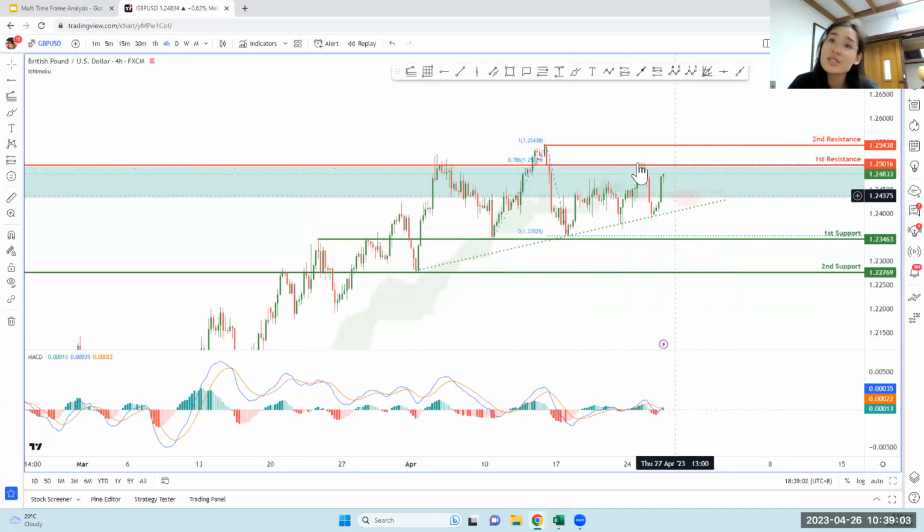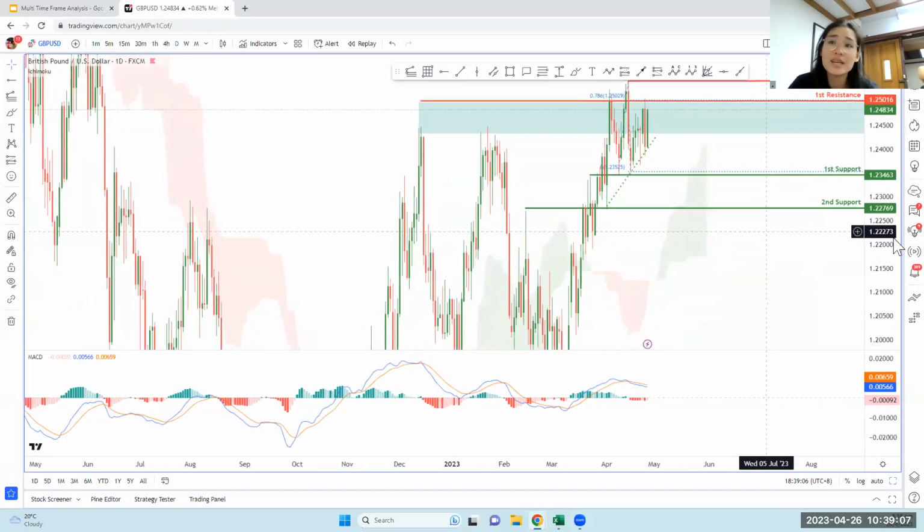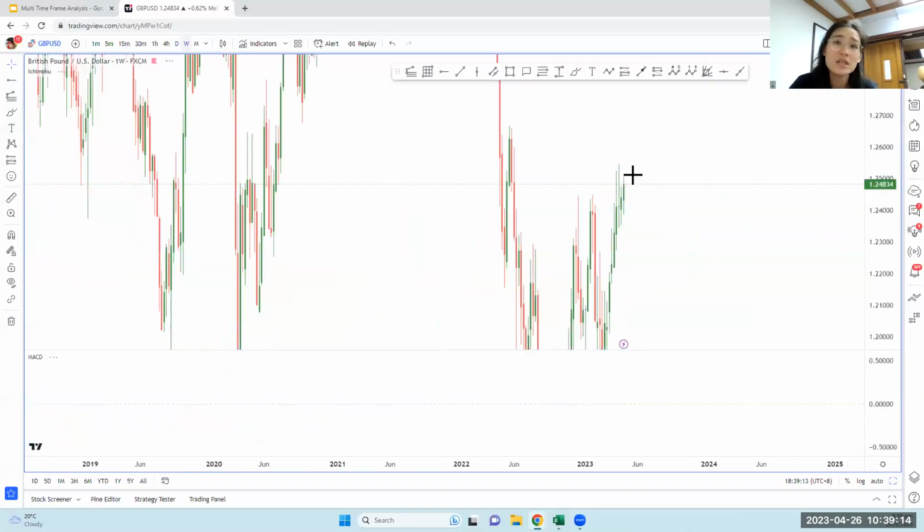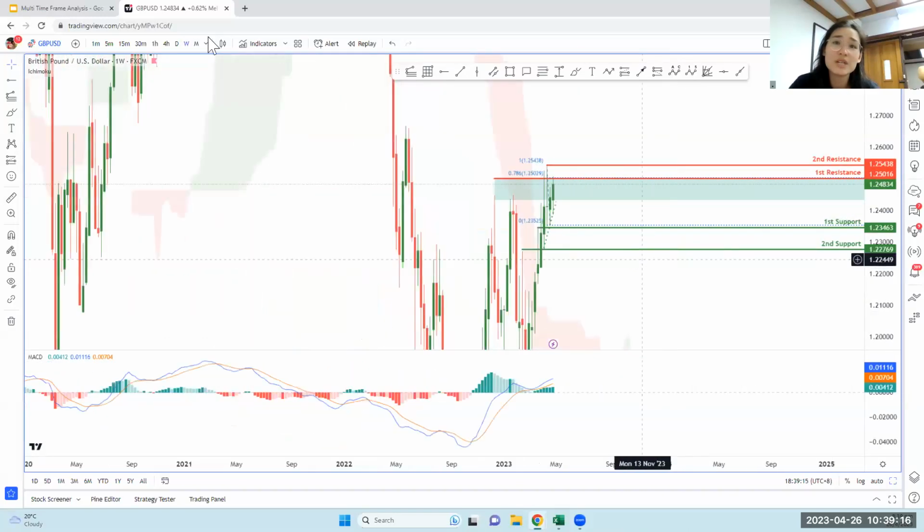So here we're on 4 hours and price is moving above the Ichimoku cloud. If we take a look at daily, you can see it's way above the Ichimoku cloud. So it gives us a bullish bias as well. So it's weekly.